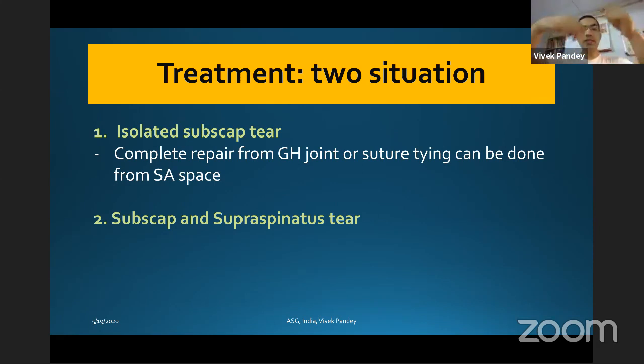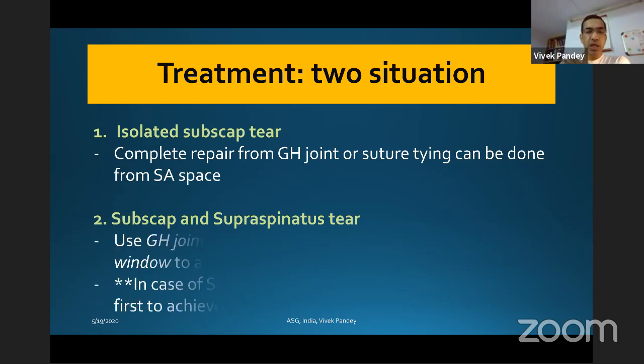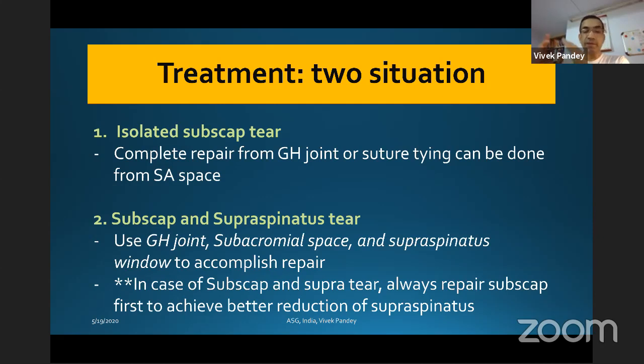It might be a little tricky to tie from the front, so you can go to the subscap space. You finish your entire repair from the glenohumeral side, but when you come to tying, you can go to the subscap space and tie. But before that, it's important you would have cleared the whole space, because once the sutures are in place, you cannot go in and put your shaver or radio frequency. So you can complete the repair from the glenohumeral joint, or suture tying can be done from the subacromial space as per your wish. Whereas if both are torn, it's fantastic, because you can use the glenohumeral joint, subacromial space, and supraspinatus window to accomplish the repair.